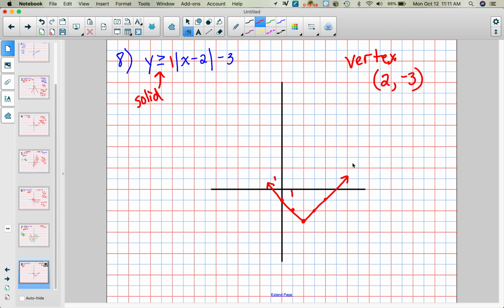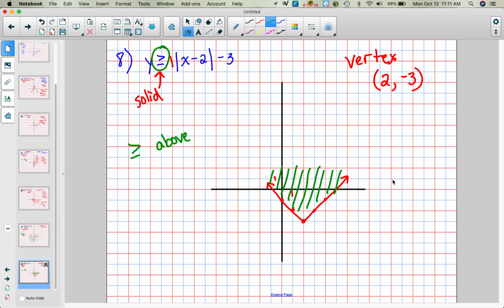And then I have to decide where to shade. Again, I'm going to use that same idea here. So this is going to be above. I want to shade above the V, which puts me inside. Because how do you decide above? Go to the vertex and shade above, and then that puts you on the inside.